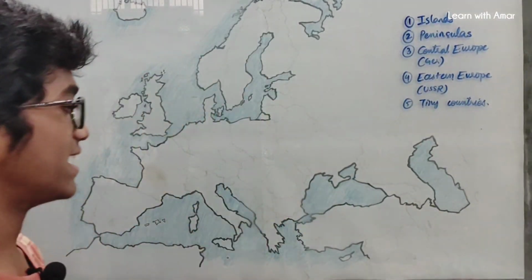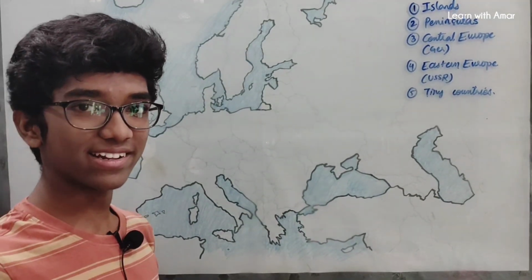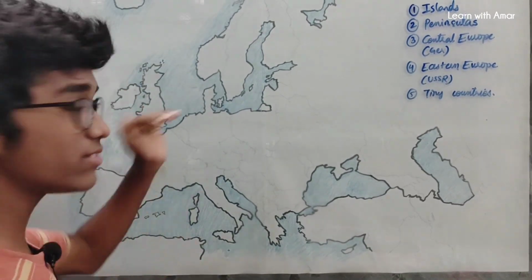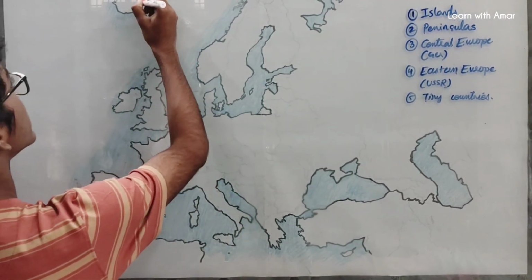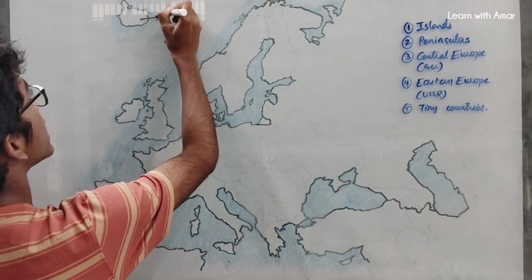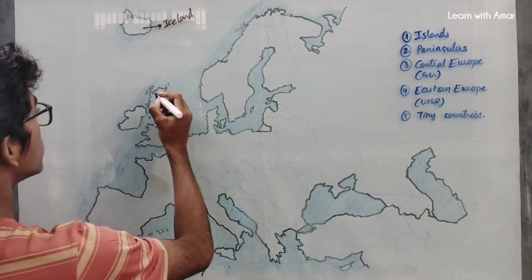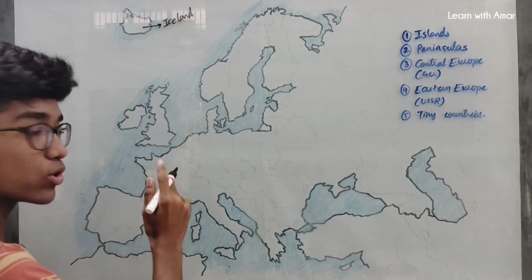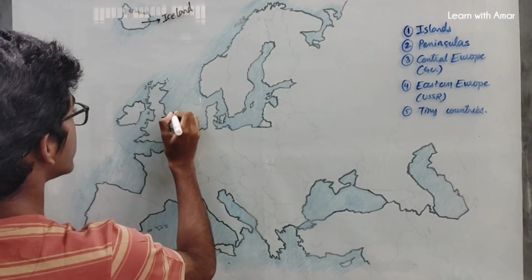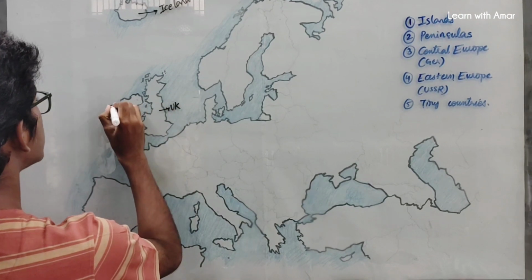Yes, first, islands. We have 5 island countries in Europe. First, we'll begin from the north. Here, we find this one. It is Iceland. Then, coming below, we find these 2 islands. Here, we find 2 countries. One is United Kingdom, UK, and the other is Ireland.